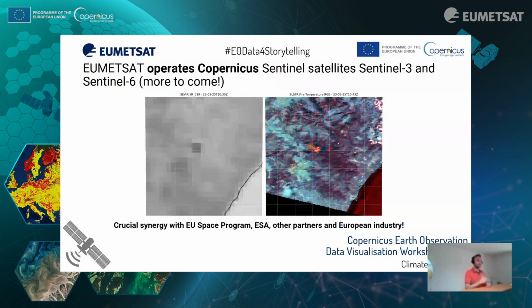But also, EUMETSAT operates Copernicus satellites. For now, I think it's only 3 and 6, but more to come, 4 and 5, for instance, atmospheric composition, and a few others. And this synergy is not crucial only for the operational sense, to exchange knowledge and experience, but also for the users.